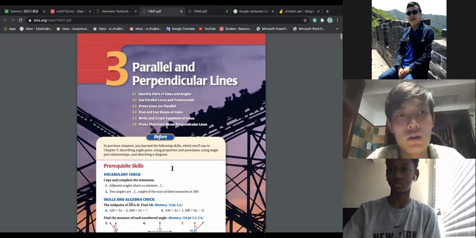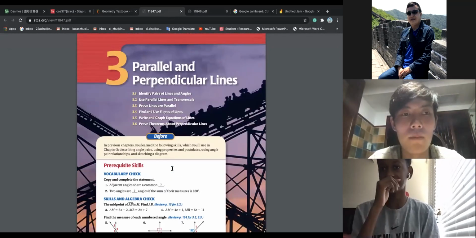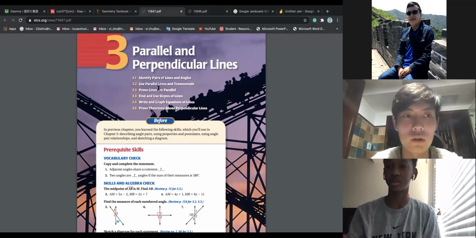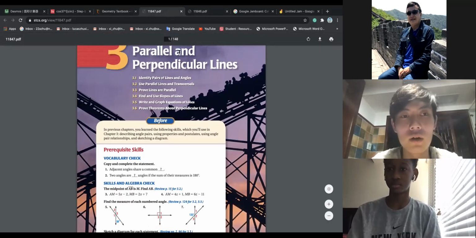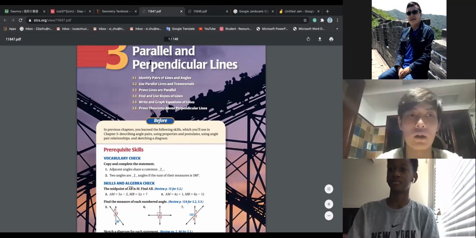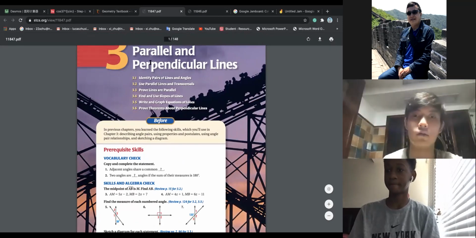So in chapter three, it's talking about parallel and perpendicular. Do you know parallel and perpendicular? Those two words, you know them, right? Parallel is like two parallel lines that have the same slope, but they never intersect each other, right? And perpendicular is like creating 90-degree angles, right?